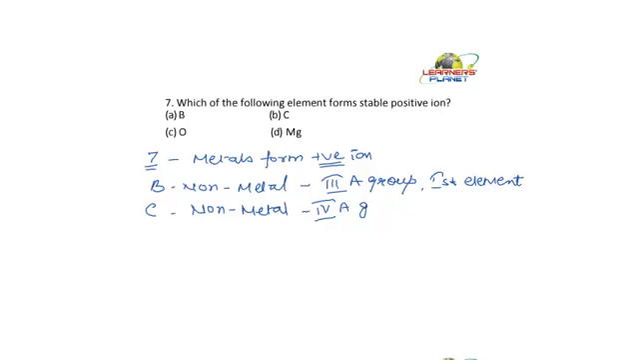It is in 4th A group and it is the 1st element. Oxygen is again a non-metal. It is in 6th A group and it is the 1st element.